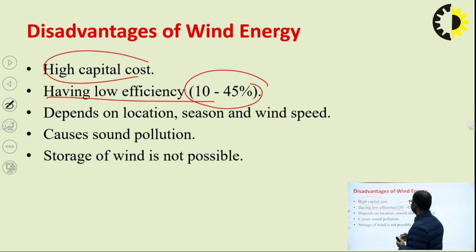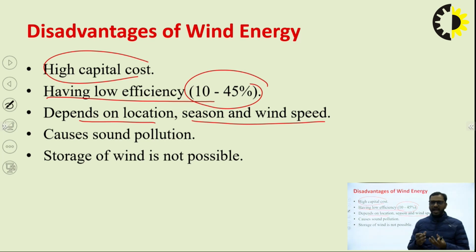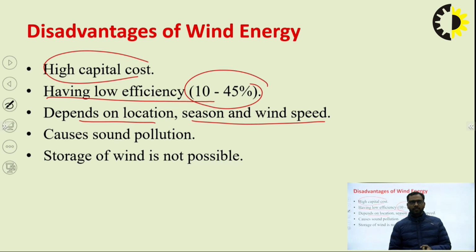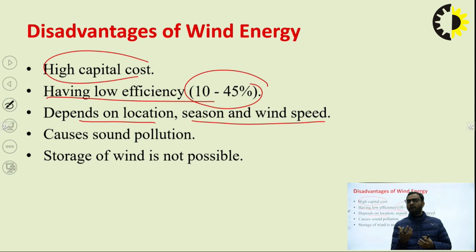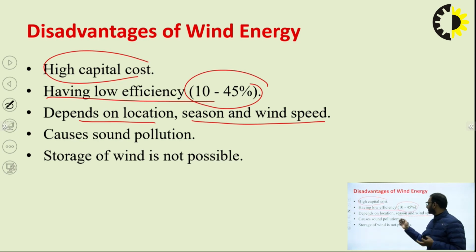Another disadvantage is that it depends on location, season and wind speed. Basically, with the help of wind, we can produce electricity. So location is a very important factor for a wind power plant. Another one is season and wind speed. Some particular amount of wind speed is required for producing electricity. So these three factors, location, season and wind speed, are required for a wind energy power plant.